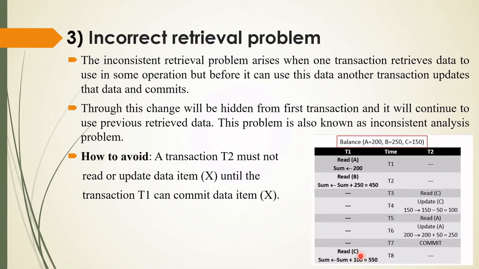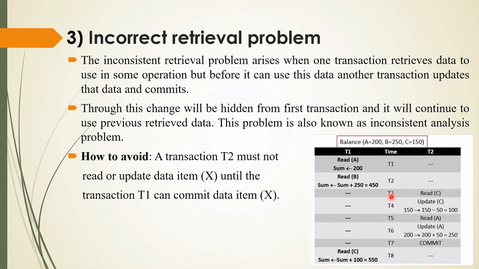Remember this. In transaction T1 we read the value A, so A is equal to 200, and sum is initially 200. After that we read B, whose value is 250, so sum is 200 plus 250, which is equal to 450. Transaction T1 is performing some operation, but it is still not committed, so the transaction remains open.